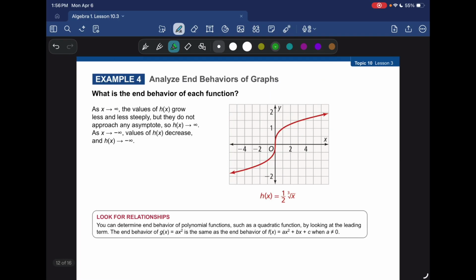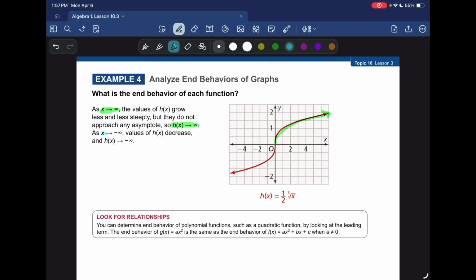What is the end behavior of this function? Okay, we have a cube root function. So again, as x approaches positive infinity, as I am moving to the right, what is happening? My graph is increasing. My outputs are increasing. So it is approaching positive infinity.